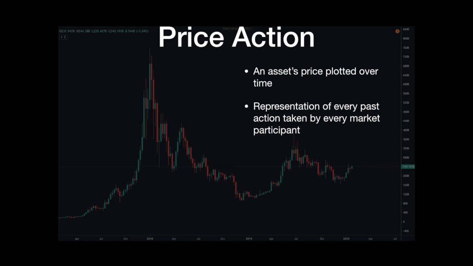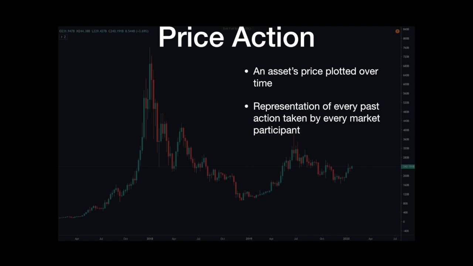Now, with the acquisition of enough data, technical analysts believe that they're able to determine which prices are considered a bargain, and which prices are expensive, right? So which prices are oversold or overbought.